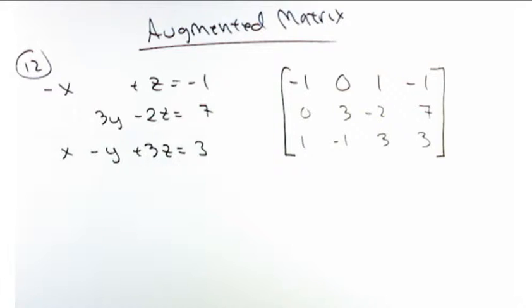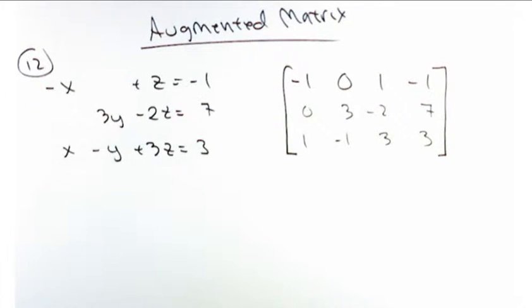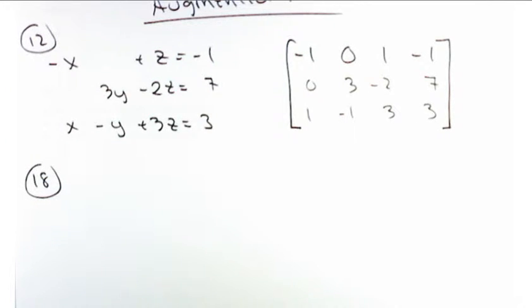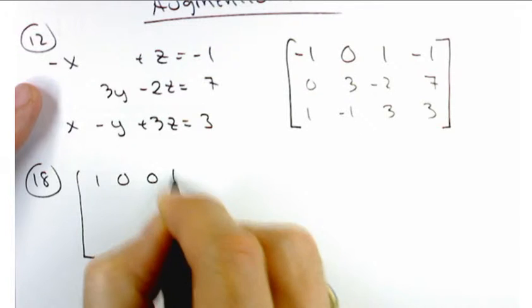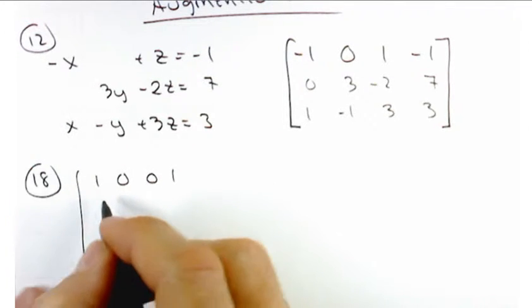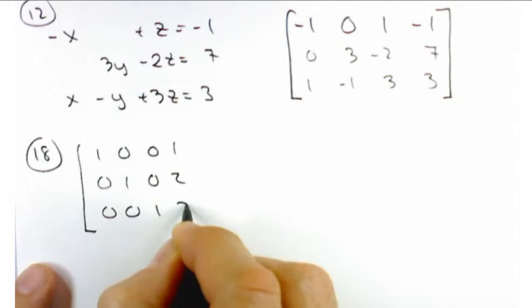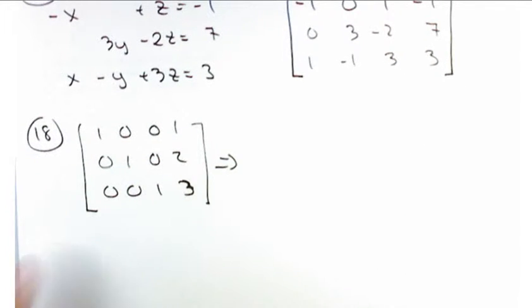So what's the point about it? Well, the point is to start bridging the gap between calculators and systems of equations. Let's do one kind of in the opposite direction. Let's do problem number 18. In problem number 18, they give you an augmented matrix, and they ask you to write the corresponding system of equations. So we're doing the opposite of what we did in problem number 12. We're starting out with the augmented matrix and going to the system of equations.